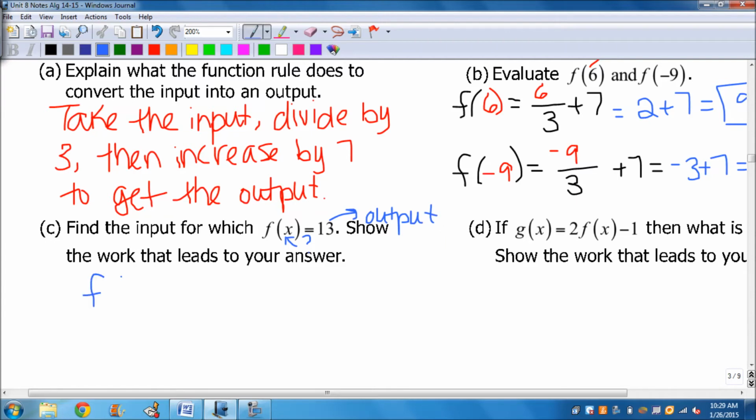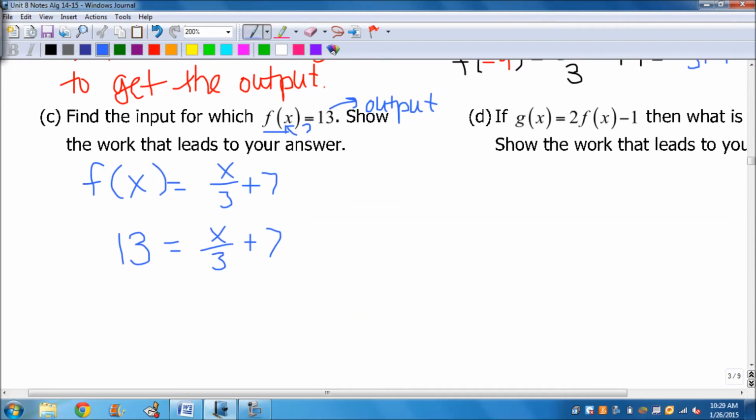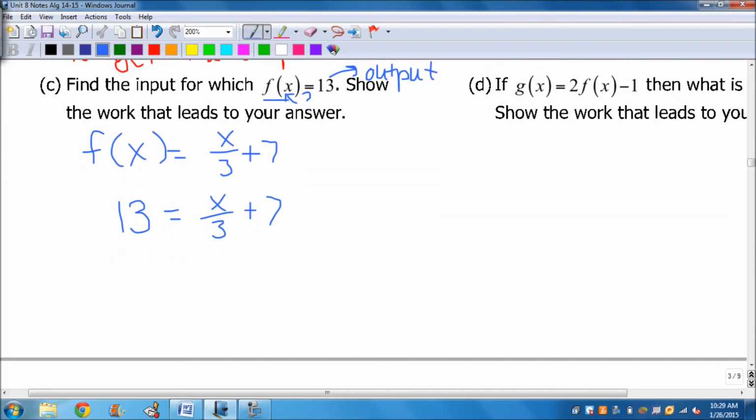So if f of x equals x over 3 plus 7, instead of plugging 13 in for x, I'm going to plug it in for f of x. So 13 is equal to x over 3 plus 7. Then all I have to do is just solve for x, so subtract 7 from both sides. You end up getting 6 equals x over 3. Multiply everything by 3, you end up getting 18 equals x. Okay, so this is the input that you need to get an output of 13.